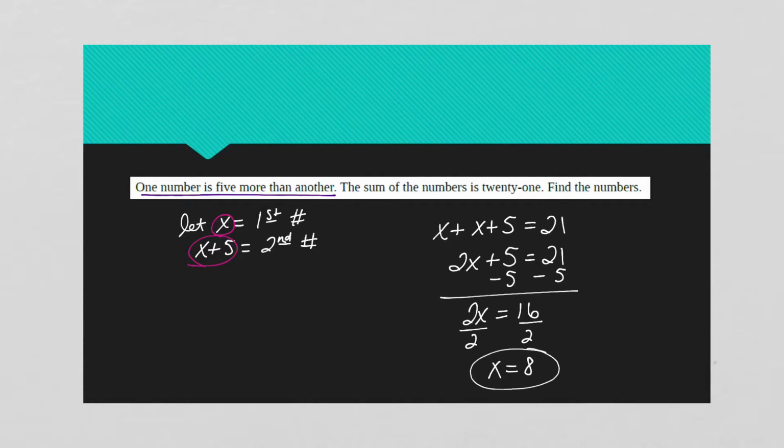But keep in mind, we're not finished here. We're actually looking for two numbers. So if 8 is our first number, how do I find the second one? Well, I got to put the 8 in there. So I've got 8 plus 5 is our second number, and that's 13. So our two numbers are 8 and 13. And if you look at it, it does meet the requirements of the sum of them is 21.